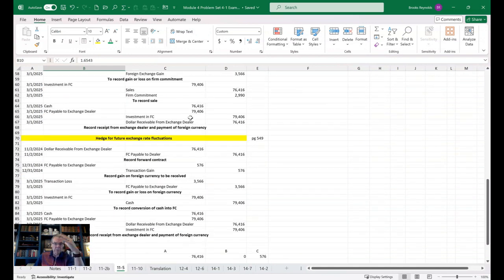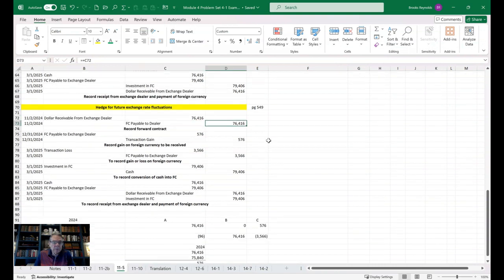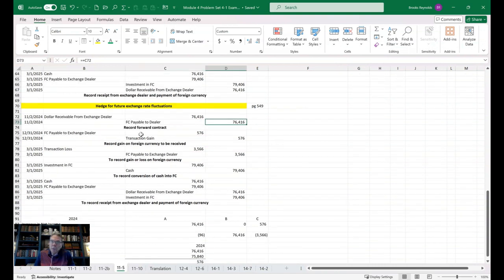And so in this case, we've hedged this, but this is something where we had a forward commitment. And then here's just a hedge for future exchange rate fluctuations. Again, same process is that we are going to get 76,416 from the dealer. We've got 48,000 pounds. Because we really don't have a sales obligation, this is just basically we're going to hedge currency. So here, all we really need to do is to update the payable to the dealer. All right, again, this is in pounds.